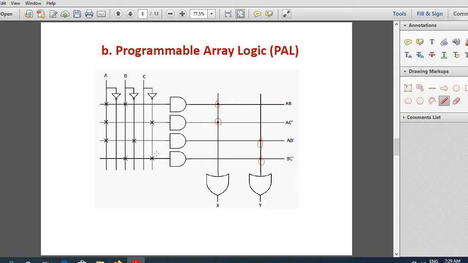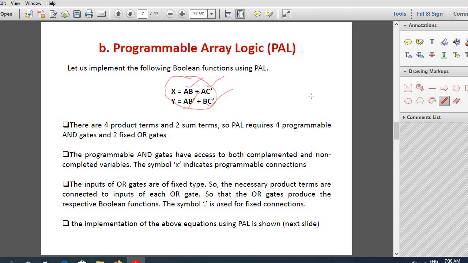It is not like all the outputs are available to this OR gate. You can't choose which one to keep the fuse intact and which one to blow off. It's not like that. It is permanent wiring. From this AND gate and from this AND gate, it is permanently wired to X. That is why it is shown by a thick dot. Similarly, the output of this AND gate and the output of this AND gate is fixed to this OR gate. There's no choice. So, in order to produce a sum term, you have to make the necessary changes to produce that. For example, what is X? AB plus AC complement.